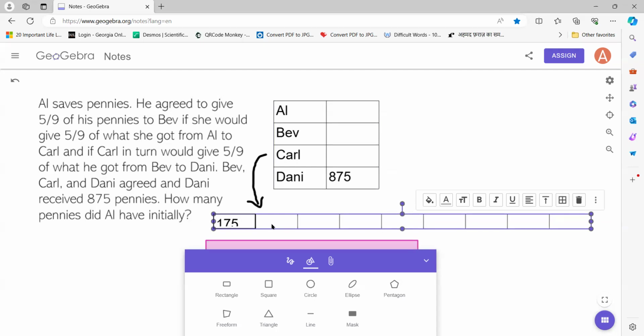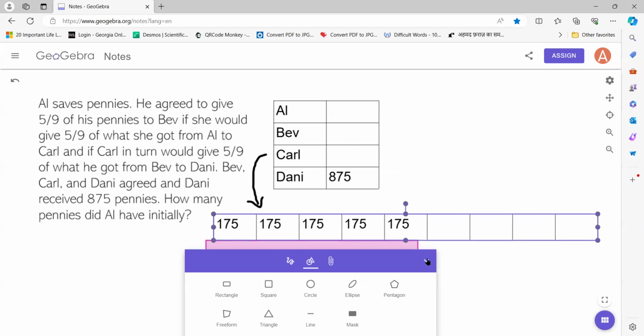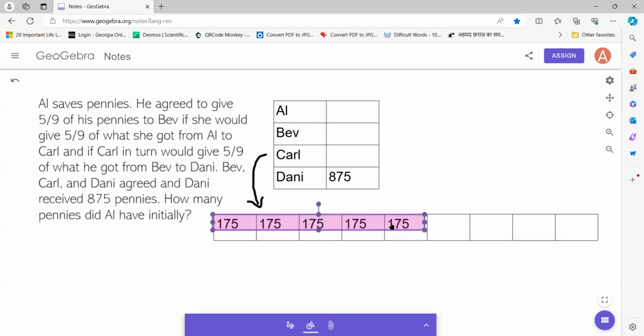175, 175, 175. This is what Danny got, and that's fine. All of the remaining four white little rectangles, they all represent 175 pennies.